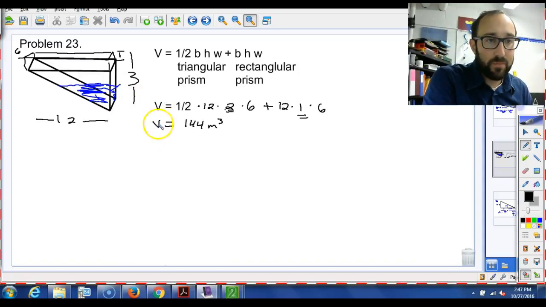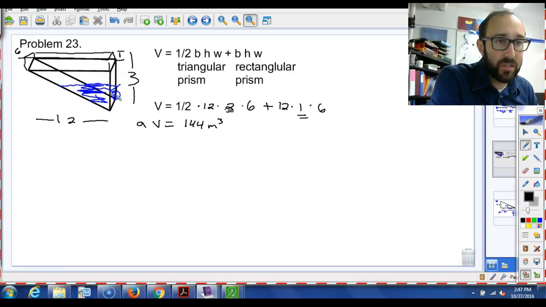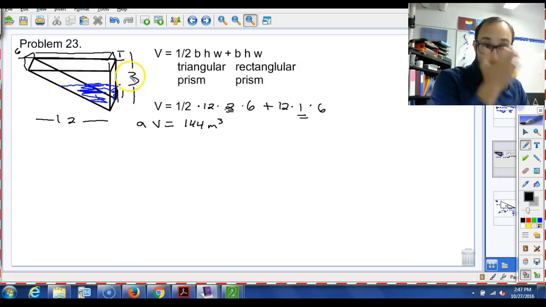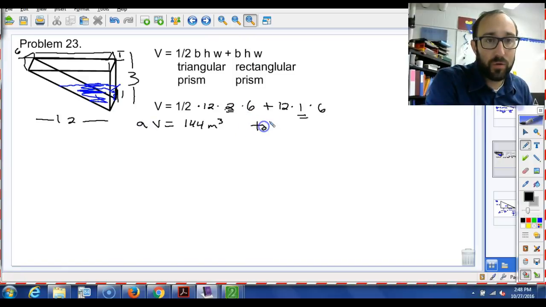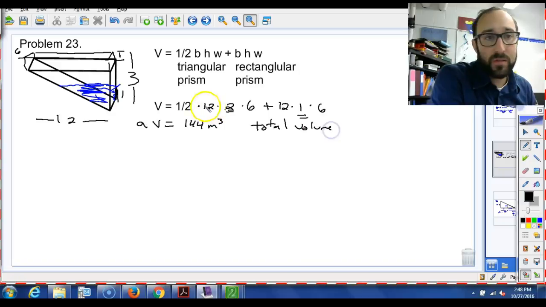Okay, so now that's part A. Now what we have to do is figure out, if we're only going up to 1, so let's say this is going to be a 1 instead of going all the way up to 2, we've only filled it up about halfway up. So we need to use this exact same thing. So this is the total volume. Alright, so that's our total volume.